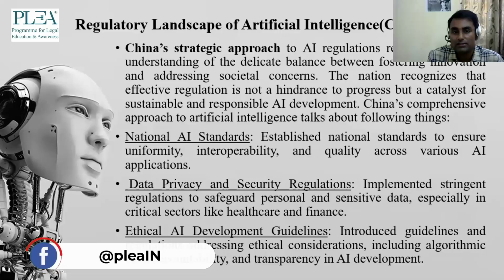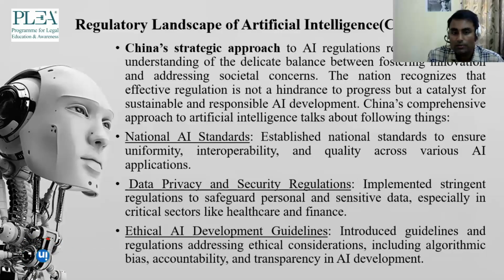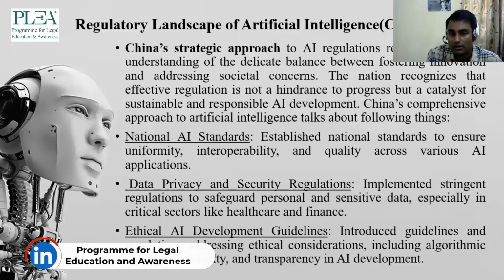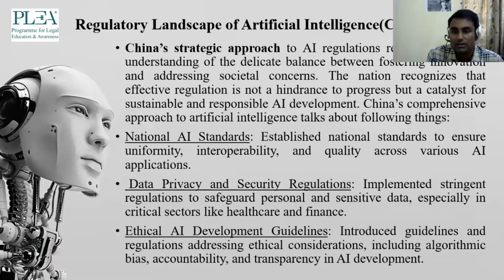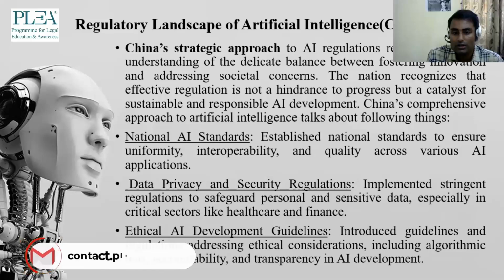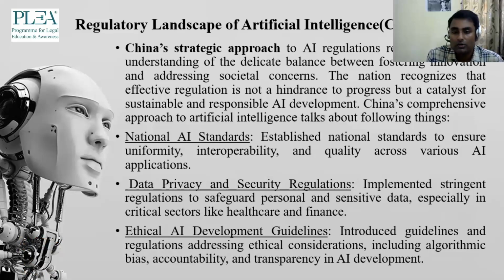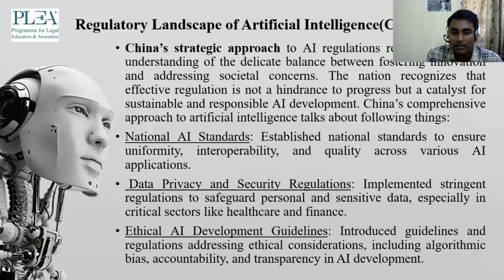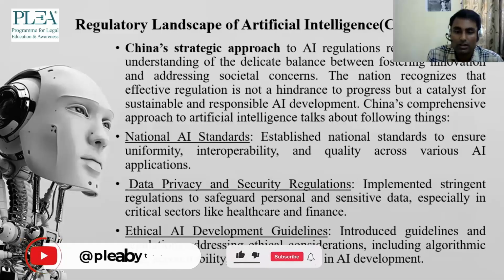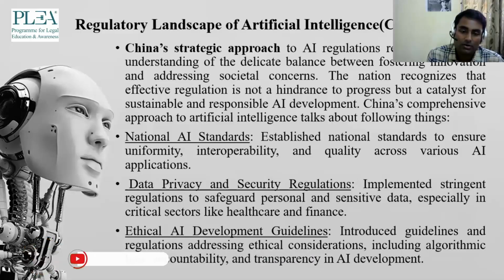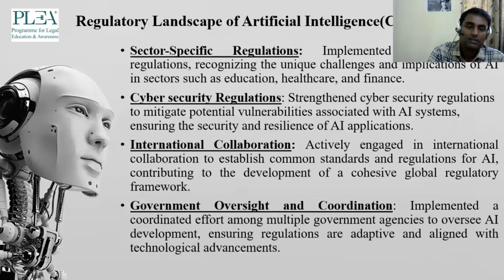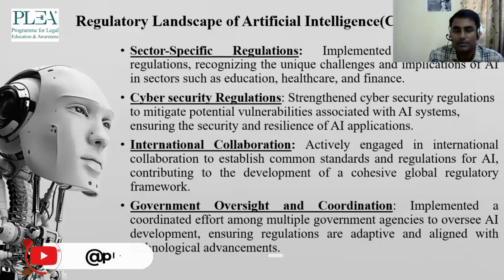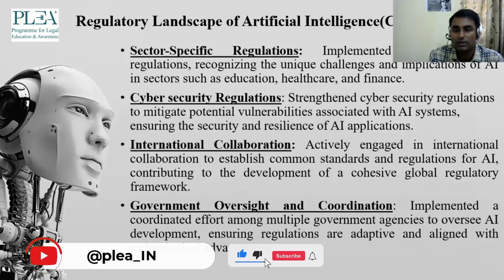In the case of China, China's strategic approach to AI regulations has three processes mentioned here. National AI standards: established national standards to ensure uniformity, that is interoperability and quality, across various artificial intelligence applications. Data privacy and security regulations. Ethical AI development guidelines: introduced guidelines and regulations addressing ethical considerations, including algorithmic bias, accountability, and transparency in AI development.